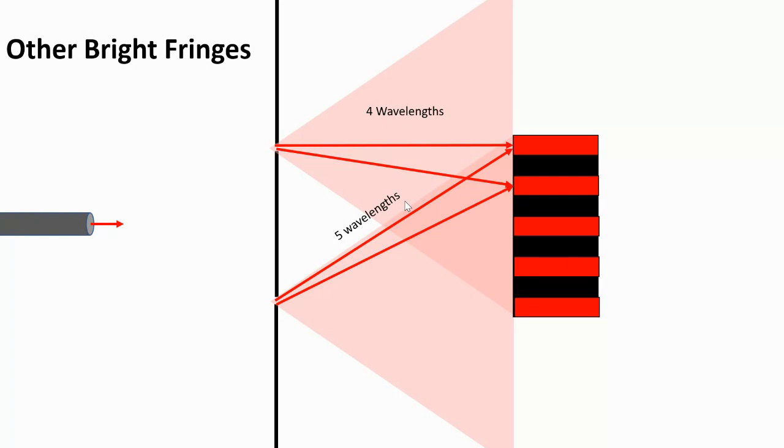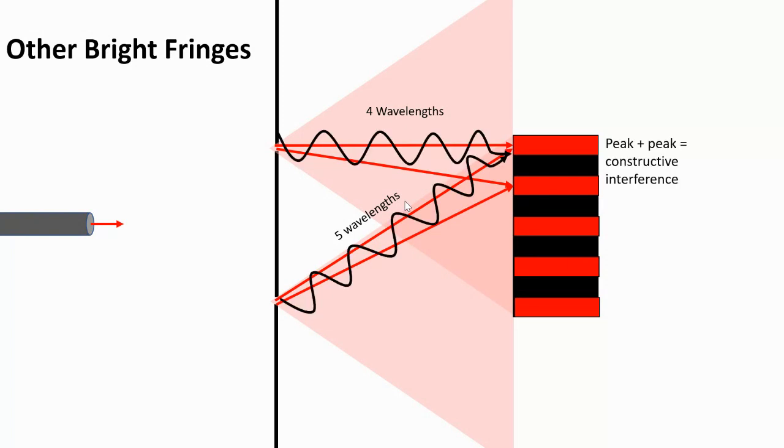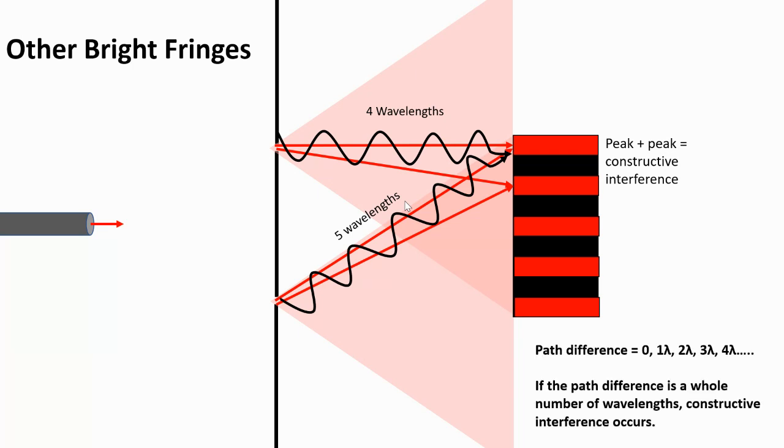They're traveling different distances. Just to mark in the waves, what we see now is that despite the fact they're traveling different distances, because one of them is exactly 1 wavelength longer, we still get two peaks meeting at the screen. Therefore, we get constructive interference. In fact, this is our general rule. If the path difference is 0, 1 wavelength, 2 wavelengths, 3 wavelengths, 4 wavelengths, a whole number of wavelengths, we are going to get constructive interference.